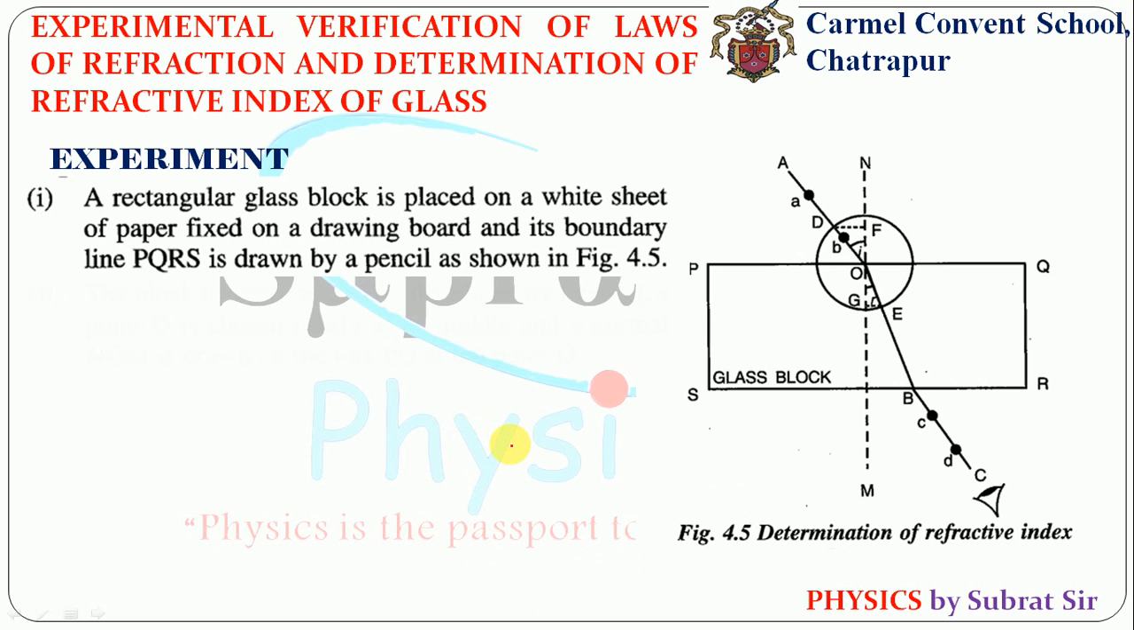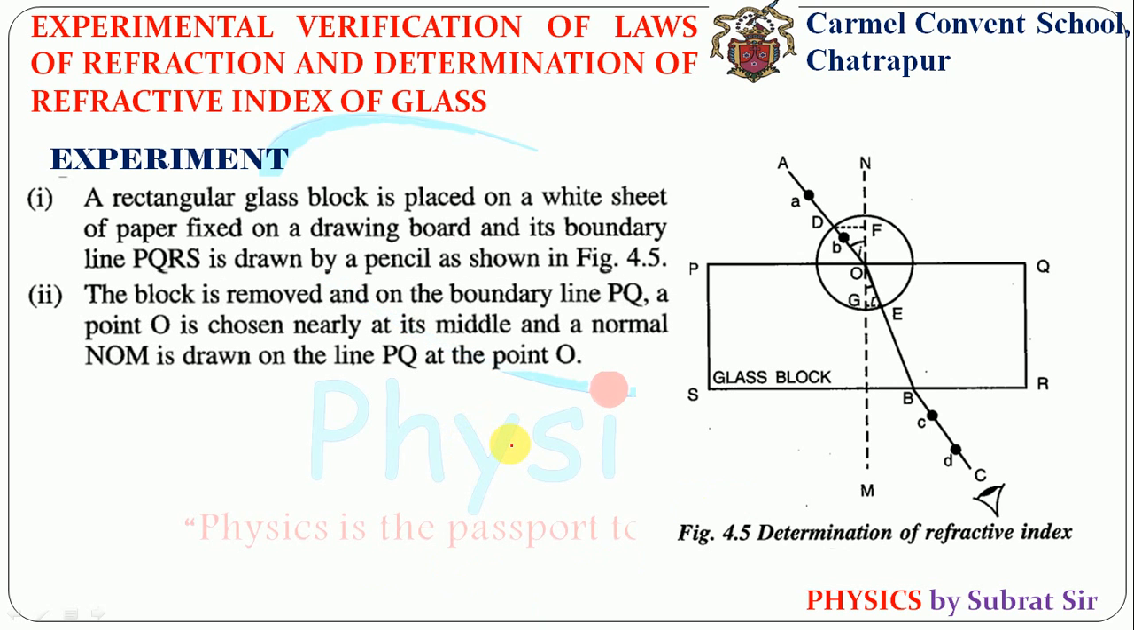Okay, then what we will do, the block is removed, and on the boundary line PQ a point O is chosen nearly at its middle, and a normal NOM is drawn. See the normal here. This is the normal. Normal means perpendicular. This one is the normal drawn at O. Then what you will do?